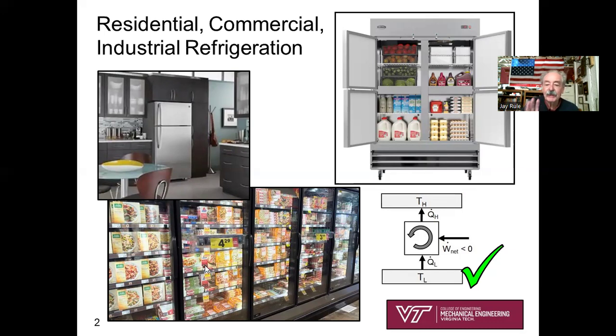Now, what do those three things have in common? Of course, they all have that same schematic in mind, where here's the cold space for all three of those. We're removing heat from the cold space with a refrigeration cycle, block arrow going counterclockwise, and we're rejecting heat up to the surroundings, just out to the room or the commercial space.